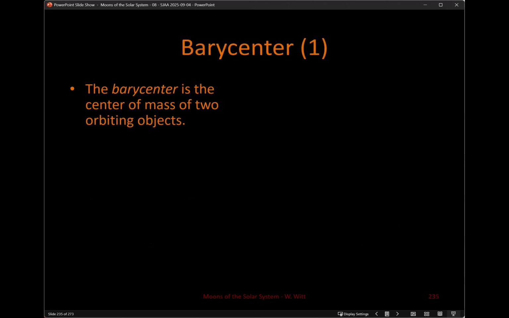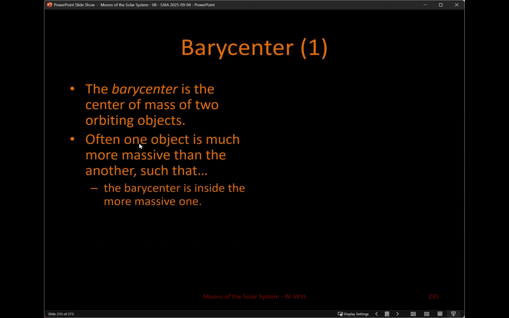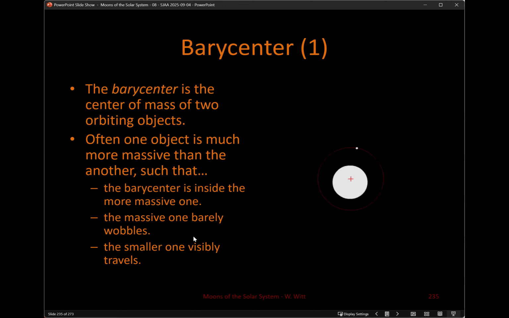To understand that, we have to talk very briefly about a thing called the barycenter, which is the center of mass of two orbiting objects. Usually one object is much more massive than the other, like the Earth is much more massive than our own moon. Then the barycenter is inside the more massive object, which wobbles just a little bit, while the smaller object does almost all the visible work of orbiting. So this could be the Earth, this could be our moon, and our Earth actually wobbles just a little bit as the moon orbits, but the moon is doing most of the visible work of orbiting.